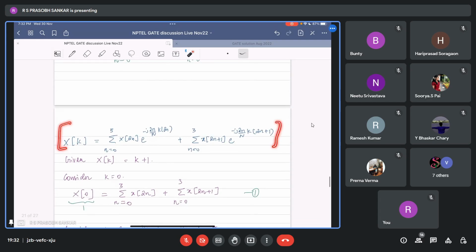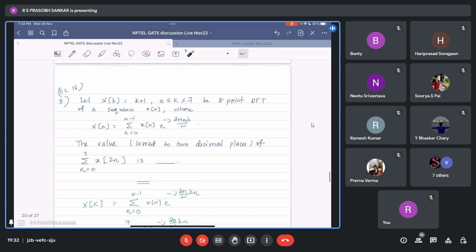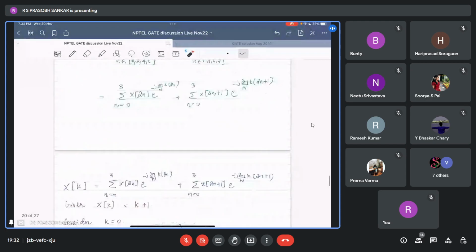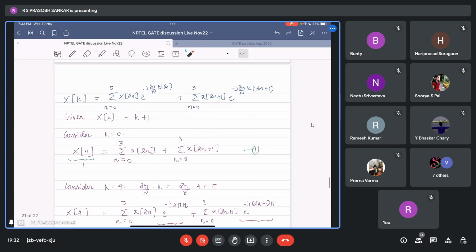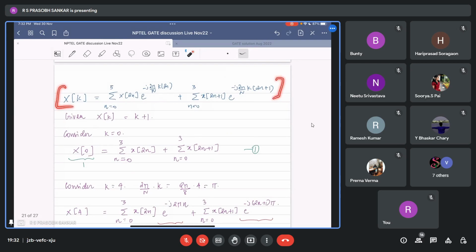So what do we have? X of k is given by summation n equal to 0 to 3, x of 2n something, plus this term over here. What we need to find is this quantity. It is also given that x of k is k plus 1. Now from this equation and this fact, we need to find what is summation 0 to 3 x of 2n.